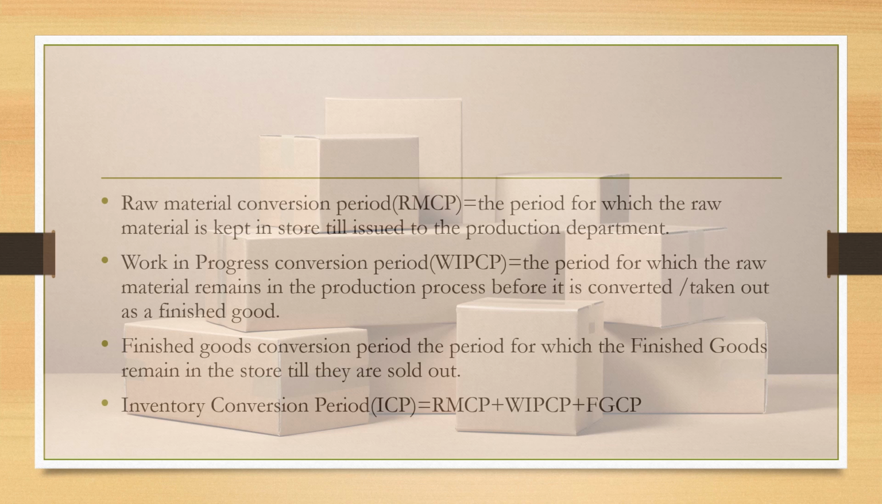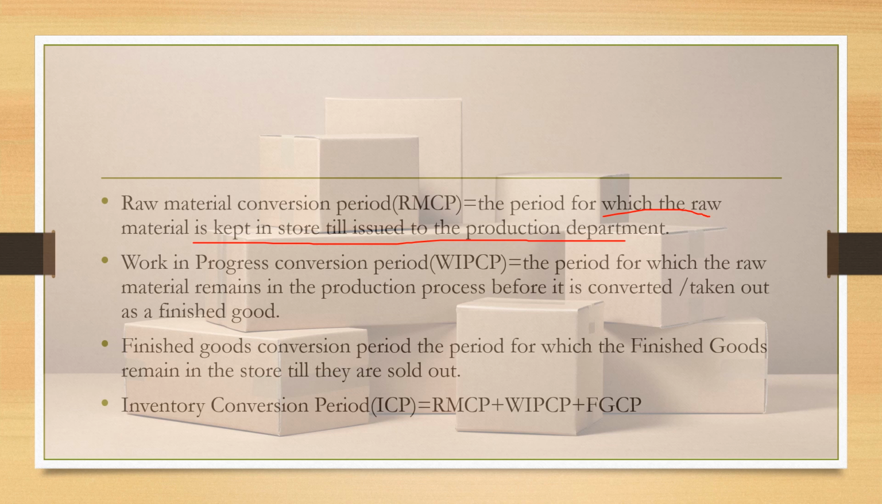Now we'll see what is raw material conversion period. The period for which the raw material is kept in store till it is issued to the production department. Unless the raw material is issued to the production department, it is stored in the warehouse itself. So immediately when it is going to be converted, the first step is that it is sent to the production department.